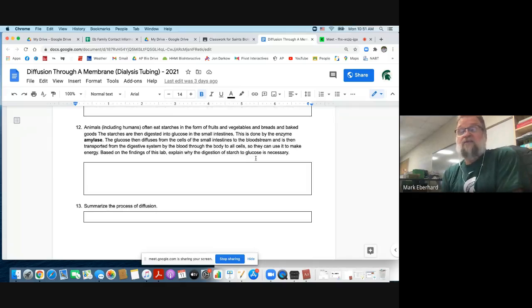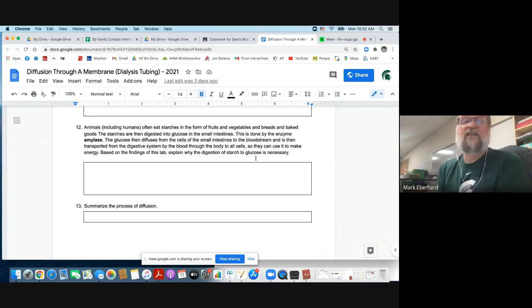12 is a practical example. 12 says we eat lots of starches, like when we eat fruits, veggies, breads, baked goods. But those starches are too big to pass through the small intestine. So we use amylase, an enzyme, to digest starch into glucose. Glucose is much, much smaller. And so glucose can diffuse through the small intestine into the bloodstream so that we can bring it to the cells for energy.